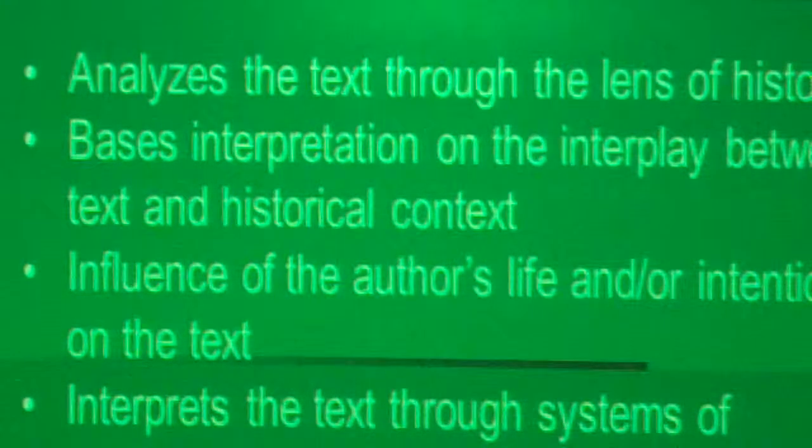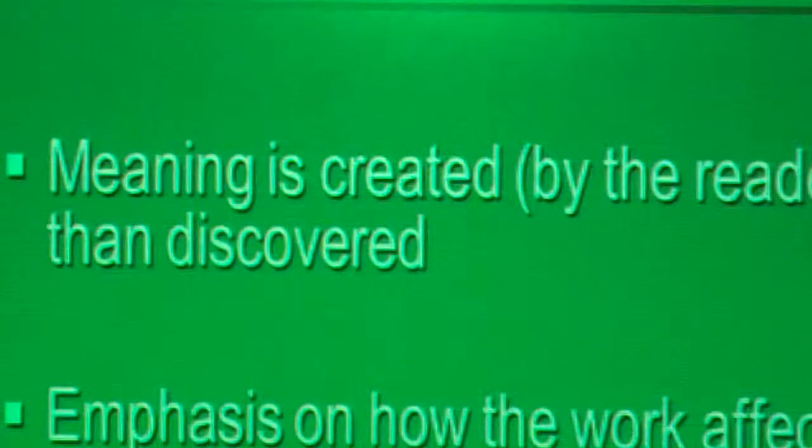Meaning is created by the reader rather than discovered. Emphasis on how the work affects the reader, phrase by phrase, clause by clause, sentence by sentence. Again, I'm going to ask you to look down at your sheet, and I want you to think about what are the various parts of our psychology, our thinking, that could possibly influence the way that you use or respond to a text. What is that perspective? What are the things about being human, about the way we think, that could influence how we respond to a particular work of literature? So jot those things down quickly, a couple of them.